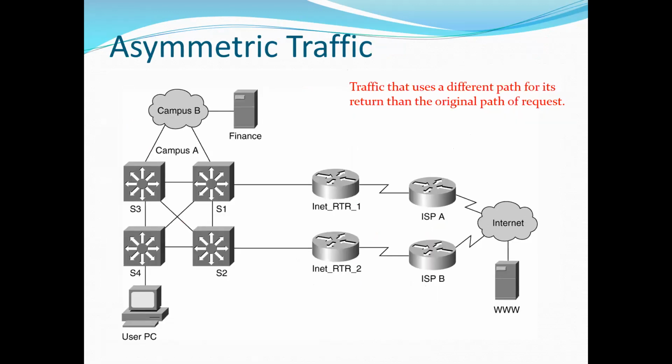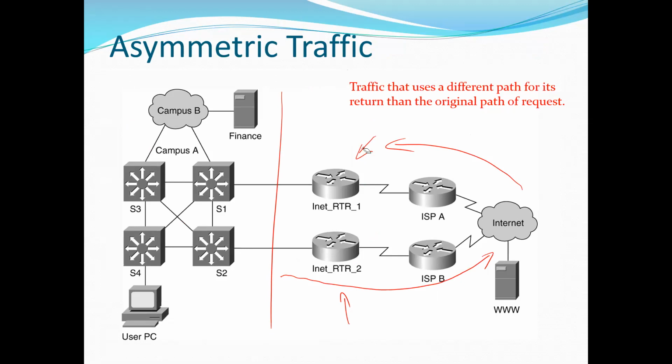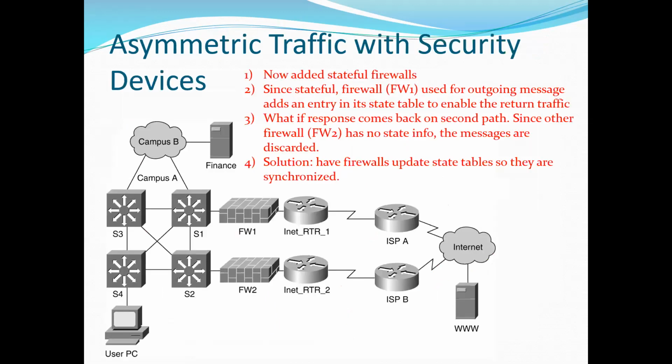Other examples: we can think of traffic that uses different paths for its return than the original path, right? So let's say this is some internal university network. This is the classic example of the campus with 2 routers. Maybe what this is saying is that the packet goes in this direction, but it returns on that direction, right? So what needs to happen? There needs to be some communication between these 2 devices so that they have updated tables, right? And you can see that there. You have the security devices. Now firewalls have been added.